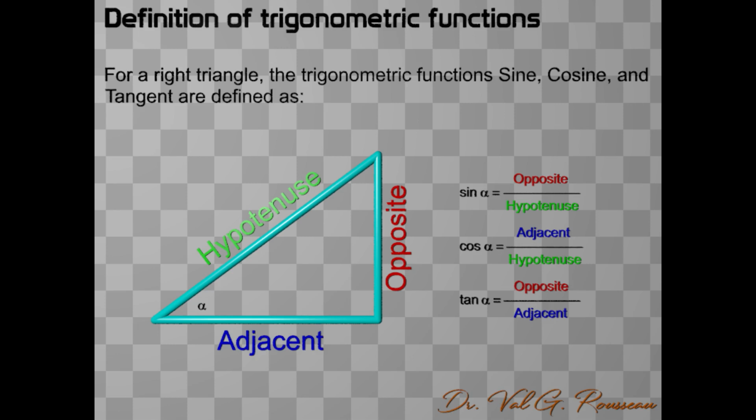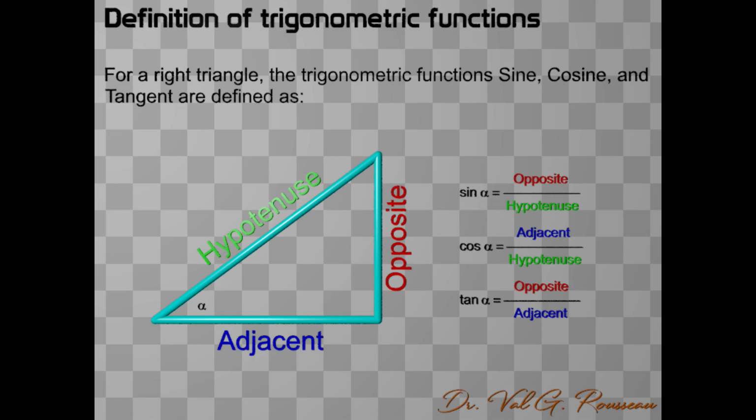In the following, we are going to see how these ratios can be related to the value of the angle. In other words, if we know the value of the angle, how can we predict the values of the ratios? Or if we know the value of a given ratio, how can we predict the value of the angle?